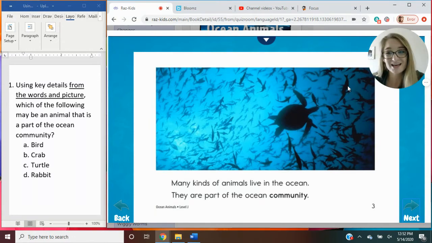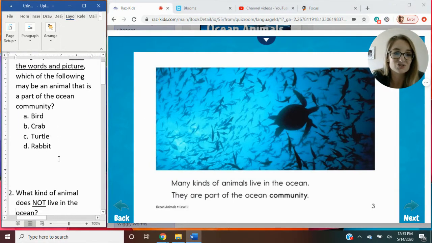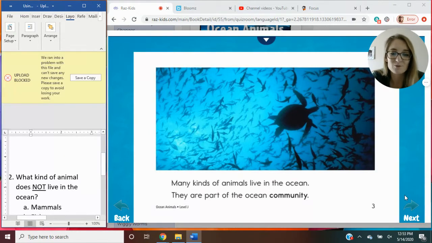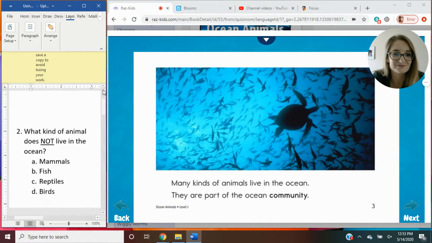Yes, I hope you said a turtle because we can see that there's a turtle right here in the picture. We don't see any crabs, so because the question says using key details from the picture, we know we have to pick something that we see in the picture. We can't use our background knowledge here. So let's keep going. Let's scroll down to the next question and we'll move on to the next page.